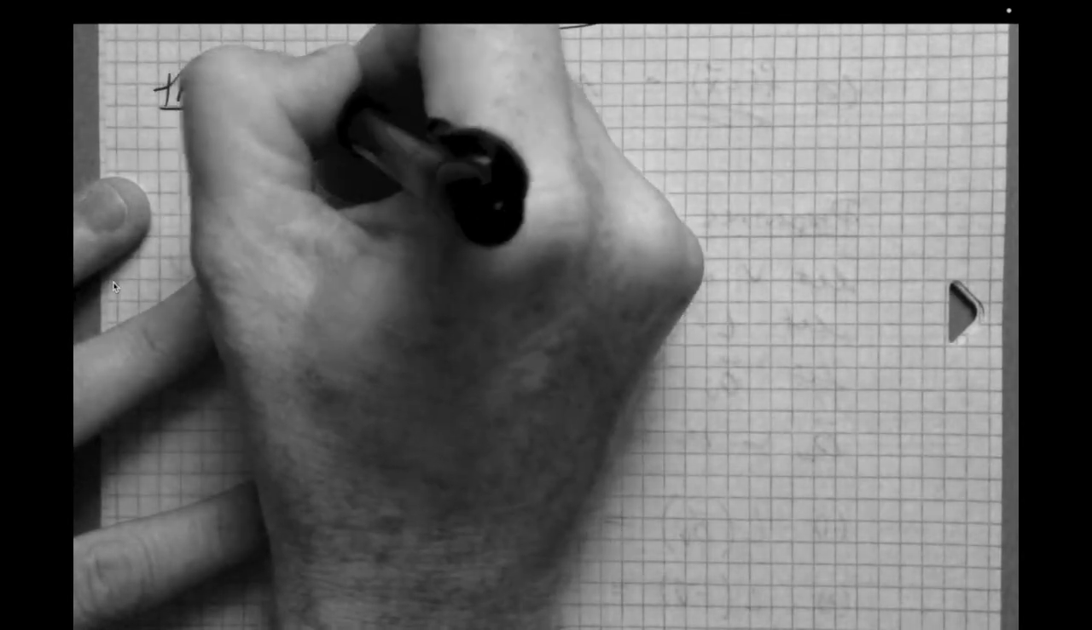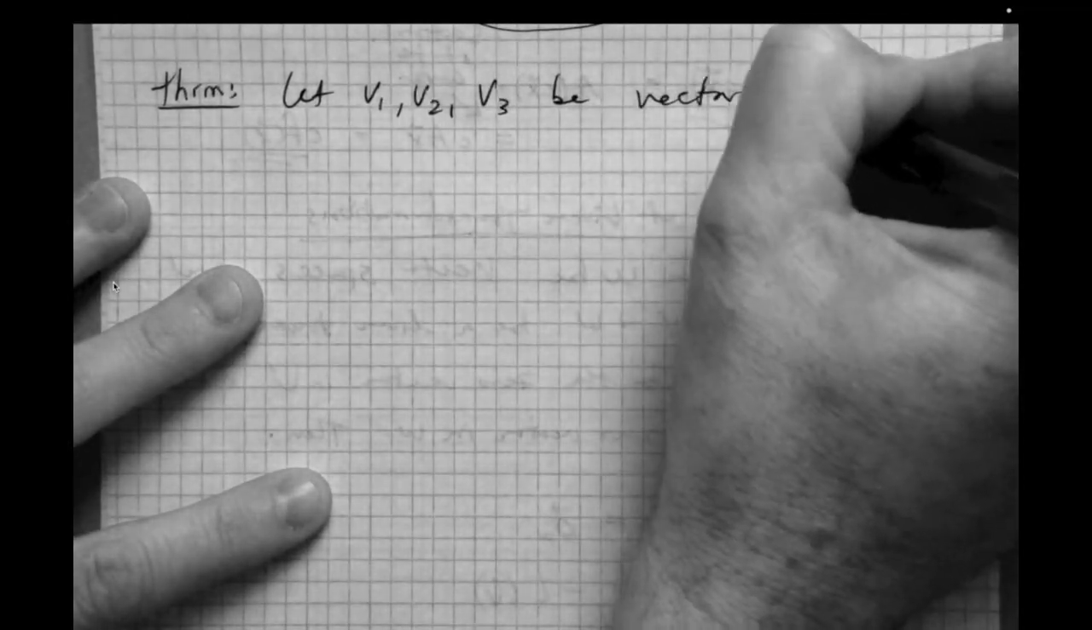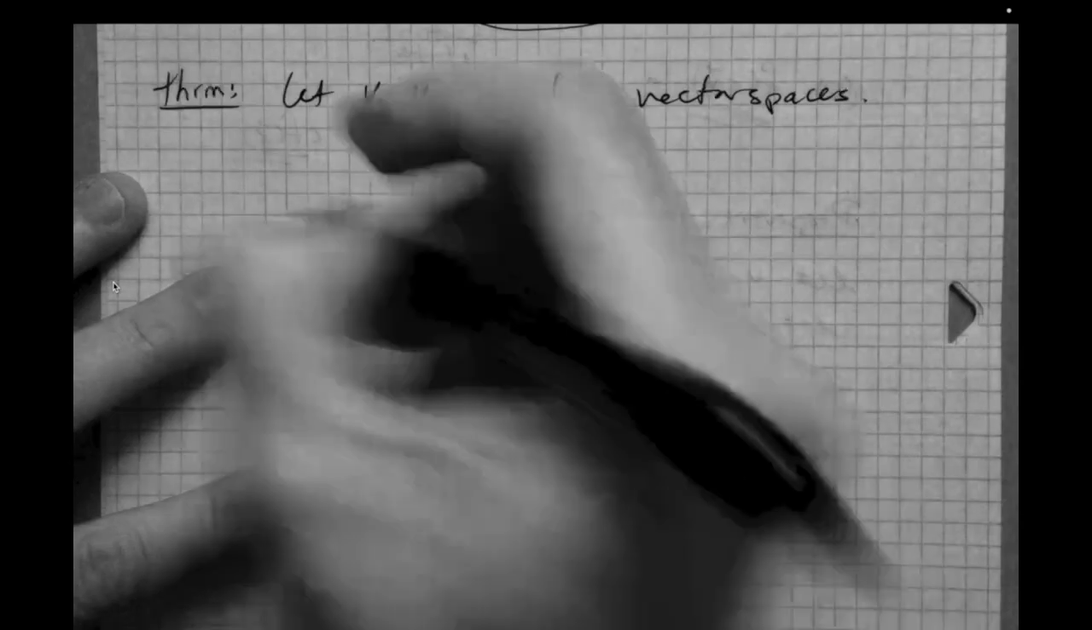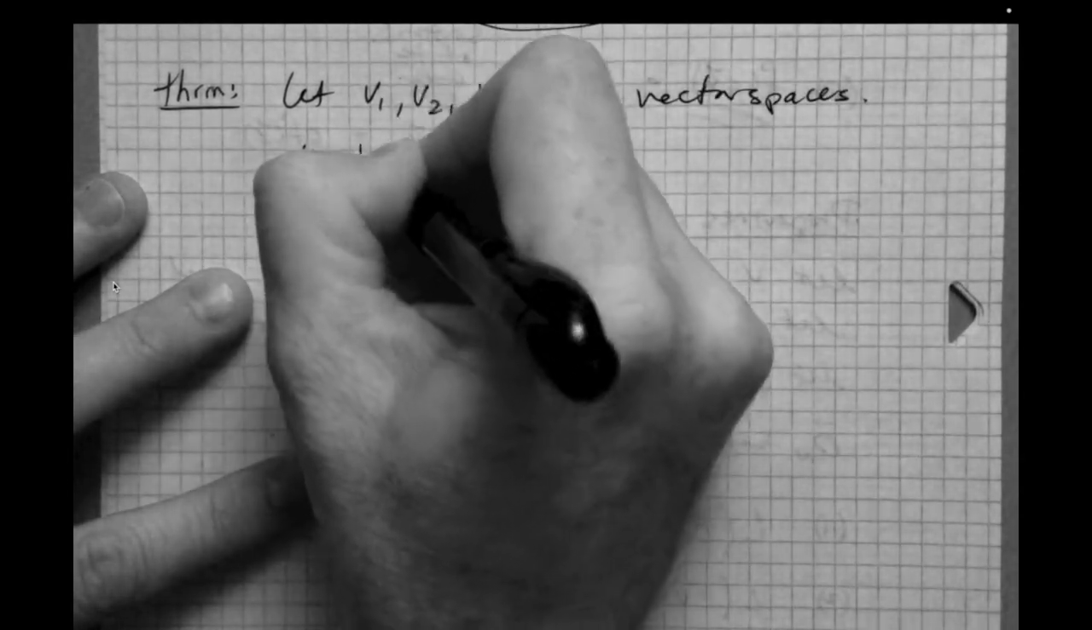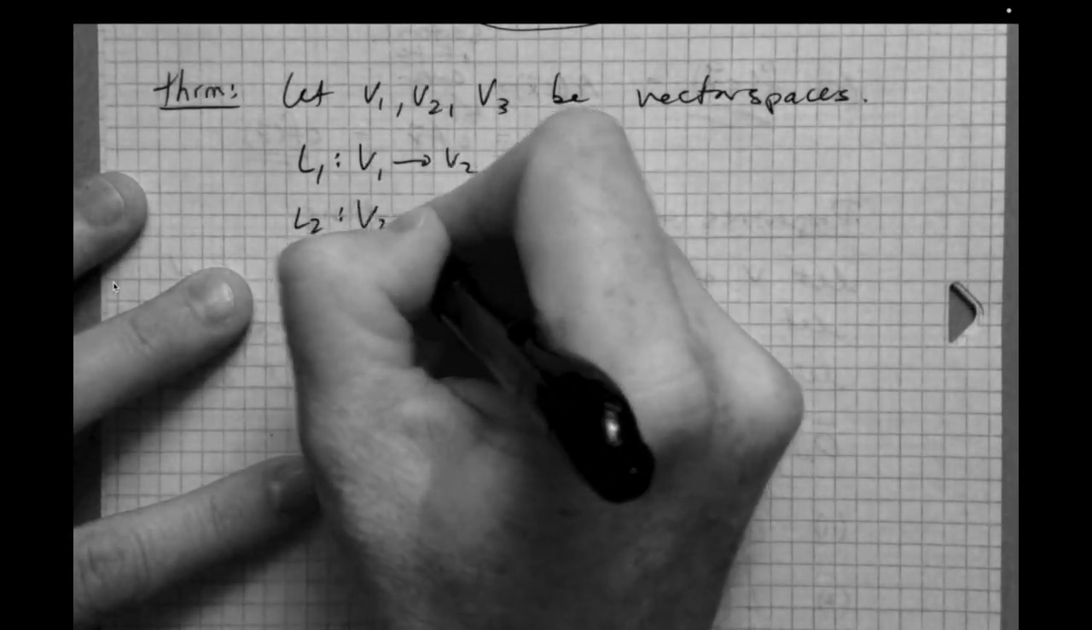Okay, new theorem. We talked about functions, so we introduced the function, and we talked about how a linear transformation is a special kind of function on vector spaces. And so a natural thing to come up would be the idea of composition of linear transformations. So that's what this theorem addresses. Let V1, V2, V3 be vector spaces. And we'll say L1 is a function from V1 to V2, a linear transformation. And L2 is a linear transformation from V2 to V3.